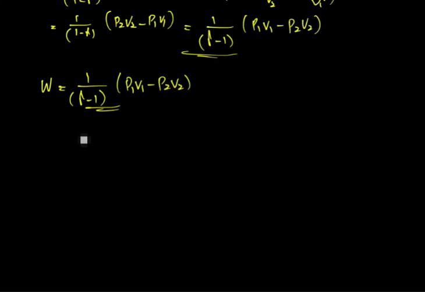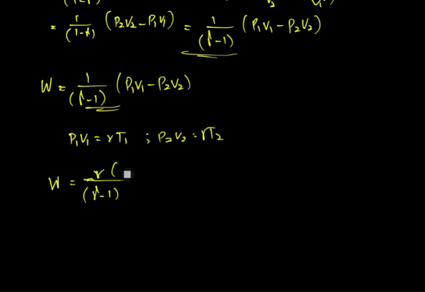For a perfect gas we know that P1 V1 is equal to RT1 and P2 V2 is equal to RT2. So this equation can be written as W is equal to 1 by gamma minus 1 into P1 V1, which is RT1, and P2 V2, which is RT2. So this R can be taken outside, R into T1 minus T2. So R (T1 minus T2) divided by gamma minus 1 is another expression for work done.